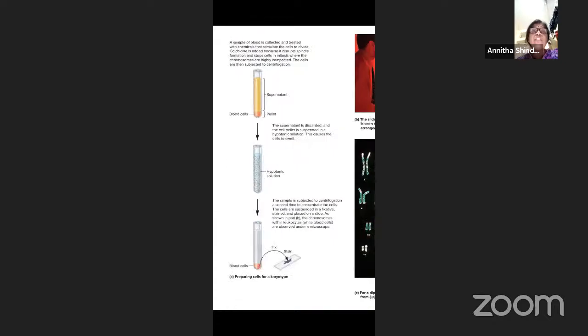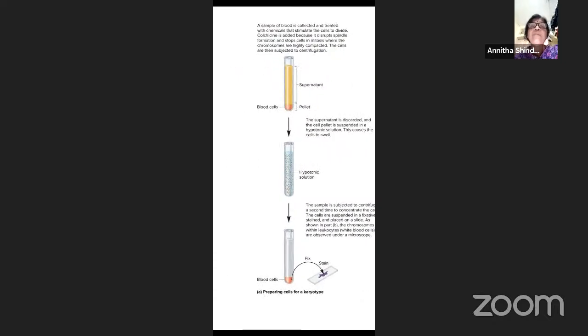So the slide is good. See how they have done here. A sample of blood is collected and it is treated with chemicals that stimulate the cells to divide. I told you, colchicine has to be added because what happens? It will disrupt the spindle formation. It will disturb the cells in mitosis, where the chromosomes are highly compacted. So the cells are then subjected to centrifugation.